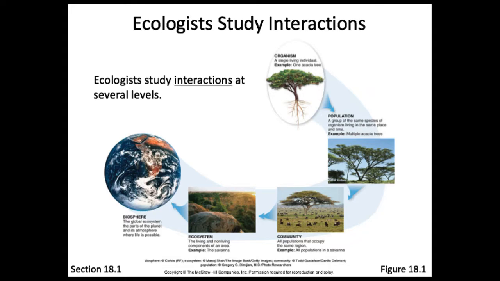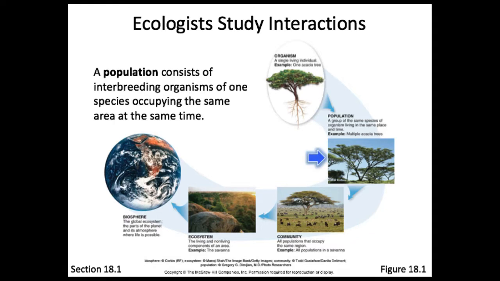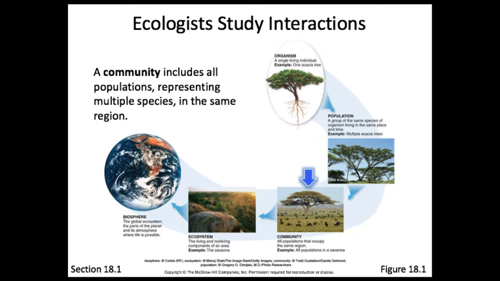You probably remember this figure from previously in the semester, but it shows us the relationship between an organism and its surrounding environment. A population consists of interbreeding organisms of one species occupying the same area at the same time. Recall that a population is the smallest size unit upon which natural selection may act.